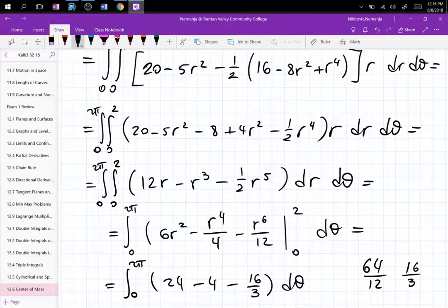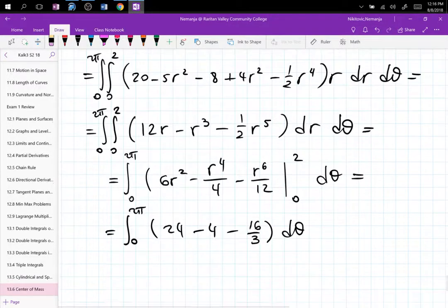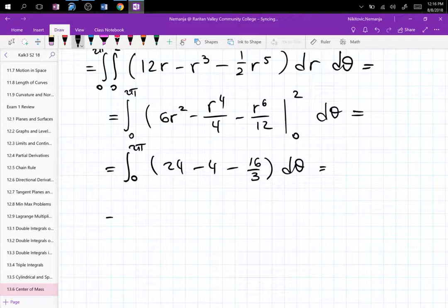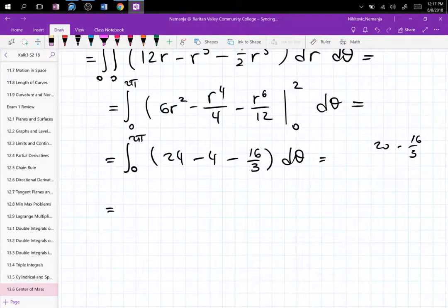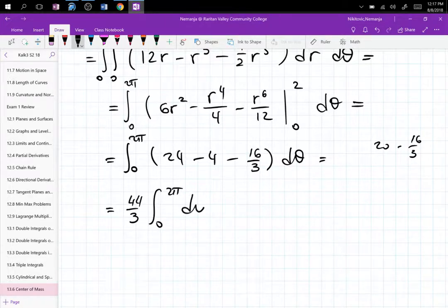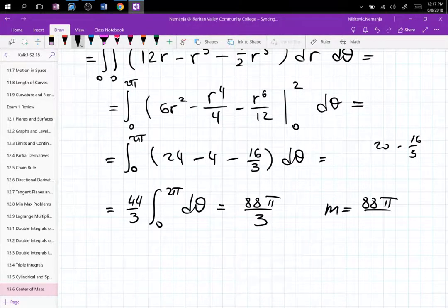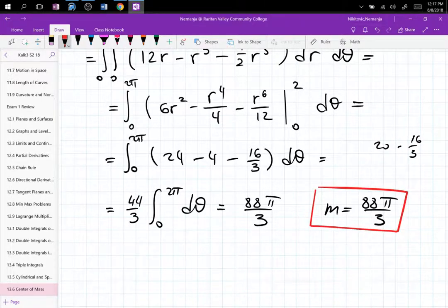Zero will kill everything. And I have 20 minus 16 thirds. So that's 60 minus 16, 44 thirds. Integral 0 to 2 pi of d theta, that's 2 pi. So 88 pi over 3. Yay! Mass is 88 pi over 3. I'm going to proudly display that in the red box.